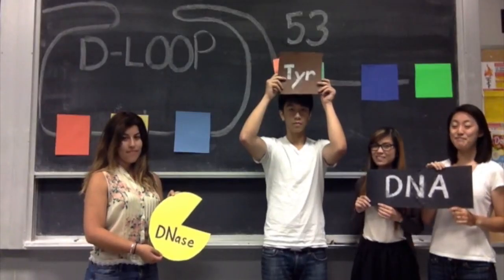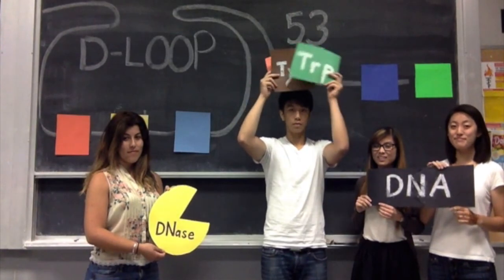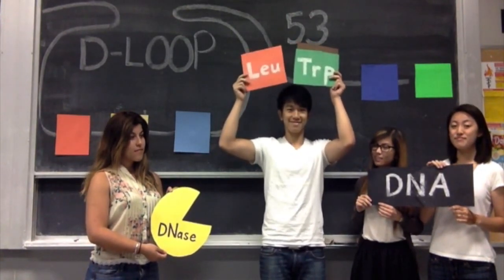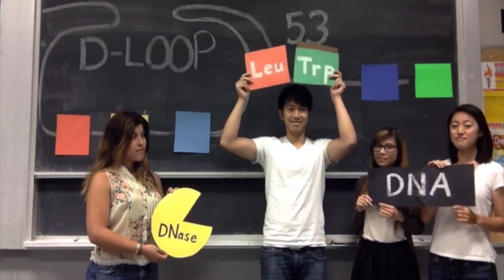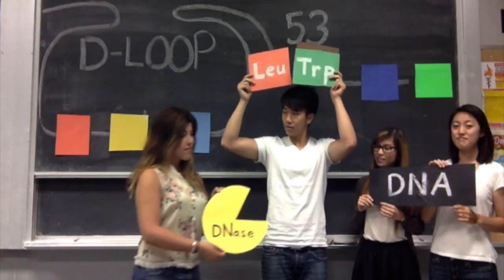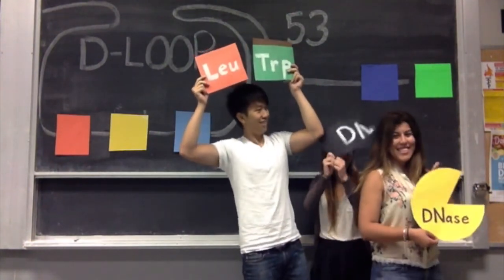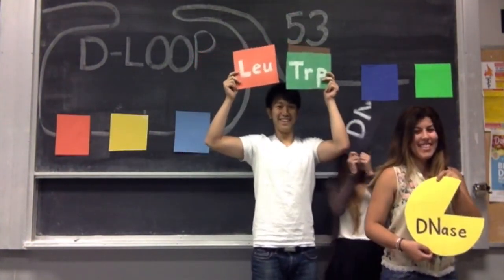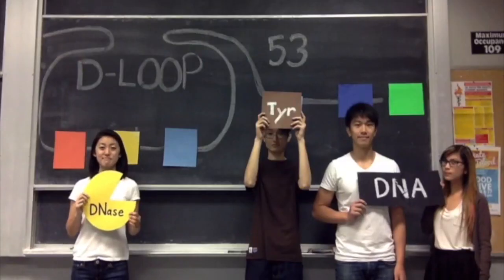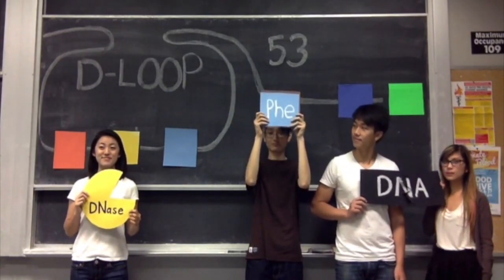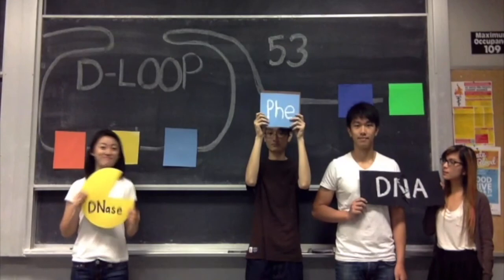When tyrosine 53 is substituted with tryptophan or leucine, it changes the conformation of the nucleotide binding cleft and ultimately leads to a reduction in function. When tyrosine 53 is substituted with phenylalanine, this leads to no change in function of actin.